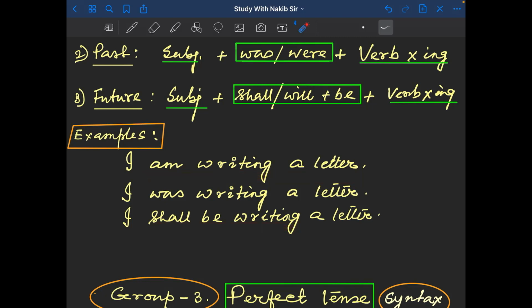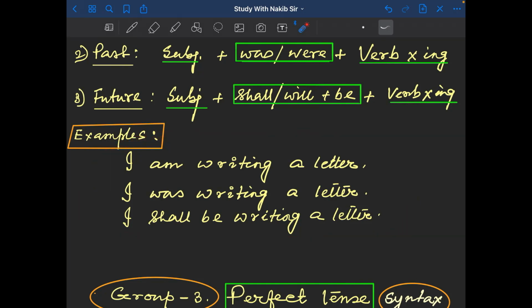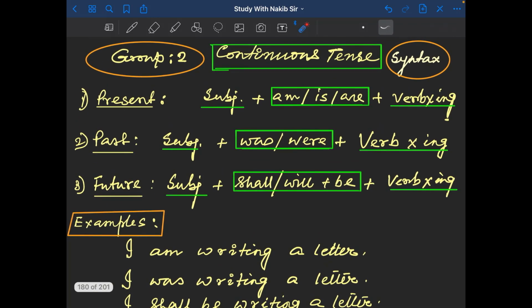So I am writing a letter, present continuous tense; I was writing a letter, past continuous tense; and I shall be writing a letter, future continuous tense. So you may capture the structures or patterns of the continuous tenses of the English language by using this model example. Okay, so this is all about your continuous tenses. Okay, group 2: present continuous tense, past continuous tense, and future continuous tense.